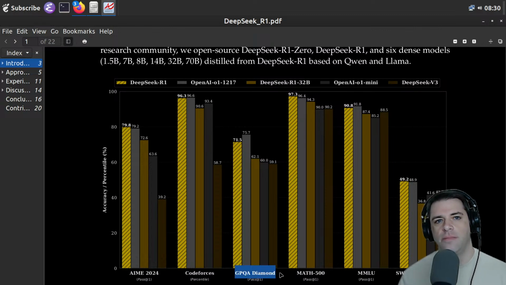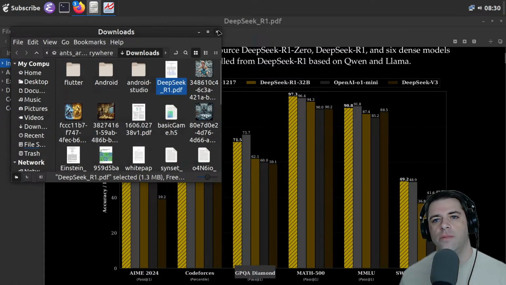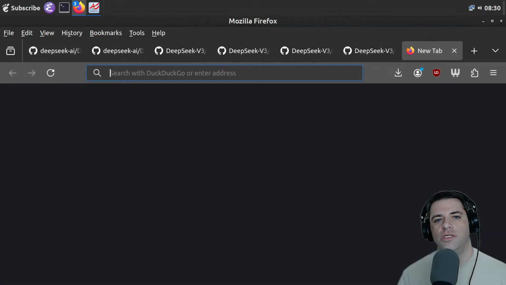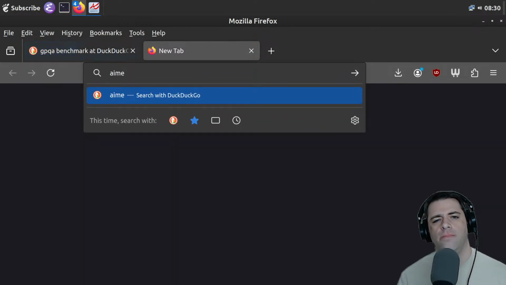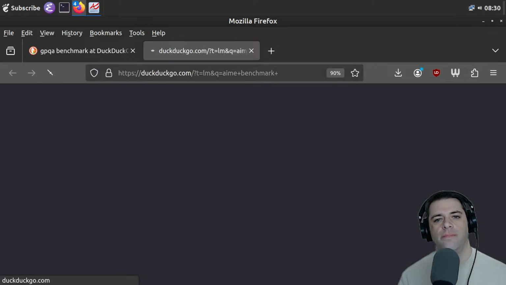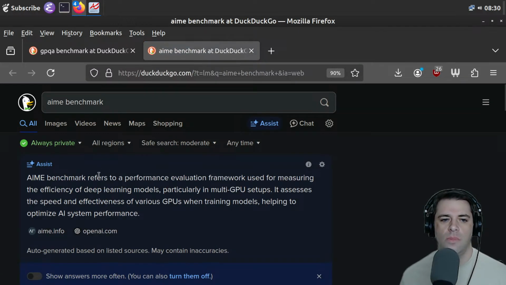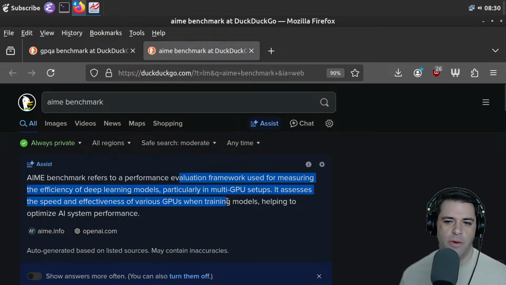Is it worth looking these up? Maybe it is. Let's look up, how about GPQA? And AIME, is that what it was? A performance evaluation framework.